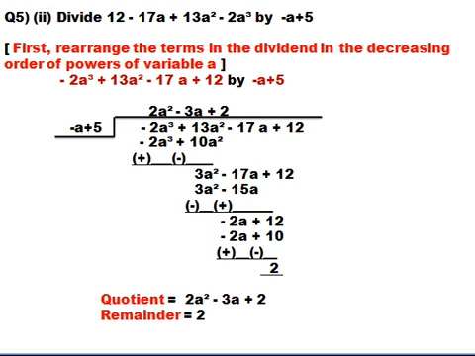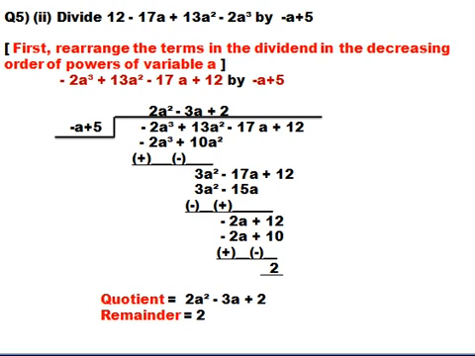Minus 17a plus 15a: the sign of the greater number is taken, that is minus 17 minus 15 is 2. So we get minus 2a and the remaining term, that is plus 12. Again, the focus is on minus 2a as the first term of the dividend and minus a as the first term of the divisor. Minus a into what will give us minus 2a?